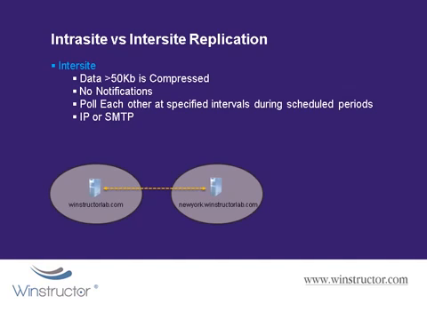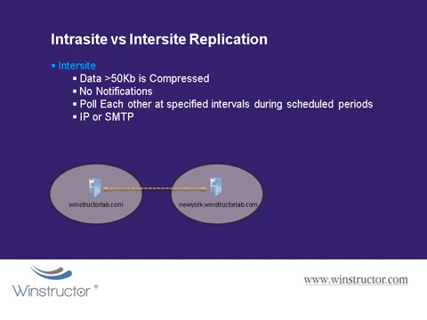Now intersite replication between domain controllers, however, only occurs between sites. So here we have 2 sites. We've got head office and New York. Now, when these 2 sites want to replicate data, they'll be performing intersite replication over a WAN link. To save on WAN bandwidth, replication data that's greater than 50 kilobytes is compressed.